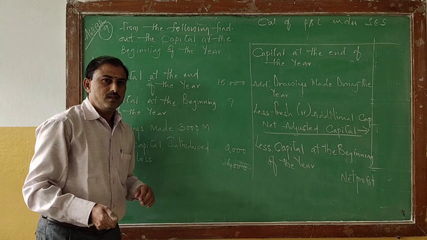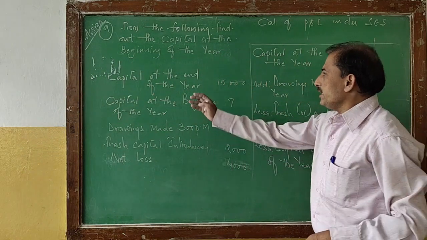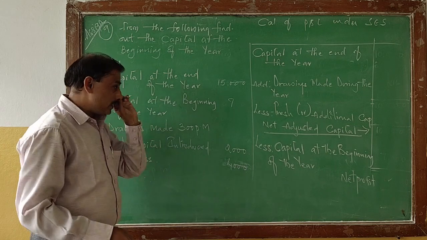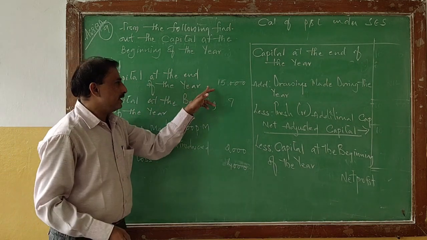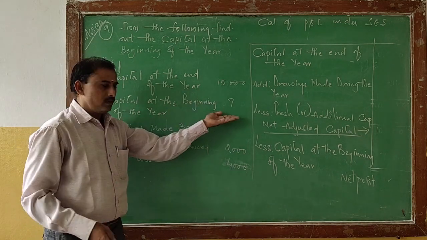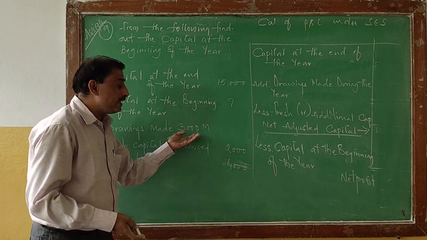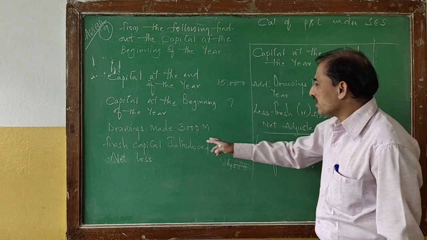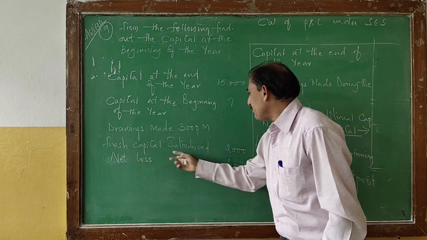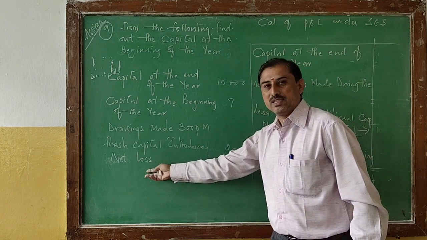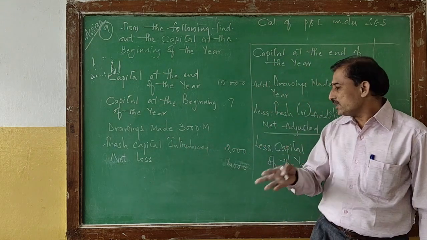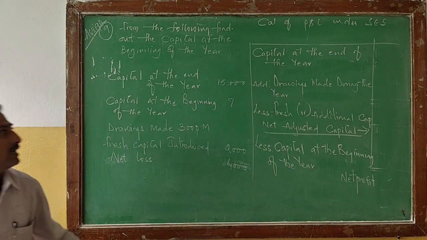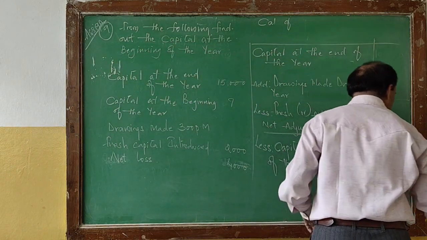Right. So, once again, continue. In this problem, they are asking you to find out the capital at the beginning of the year. So what is the information given in the problem? Capital at the end, they gave 15,000. They gave capital at the beginning as nil, that is zero. Then we have drawings made 300 per month. They have not given it per annum, but per month, so we are supposed to convert this into per annum. Then fresh capital introduced 2,000, whereas a net loss in the business, we are not getting profit but loss, to the extent of 4,000. With this information, they are asking you to find out the capital at the beginning.